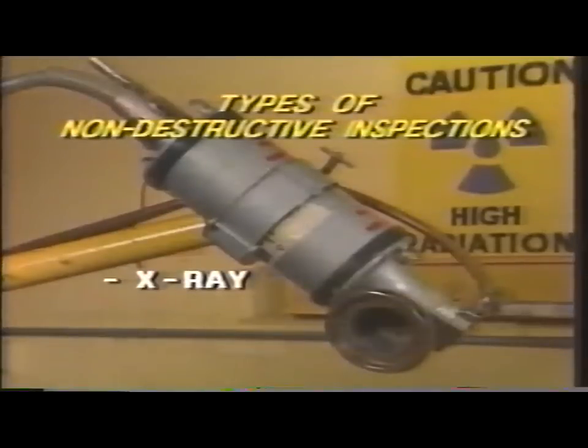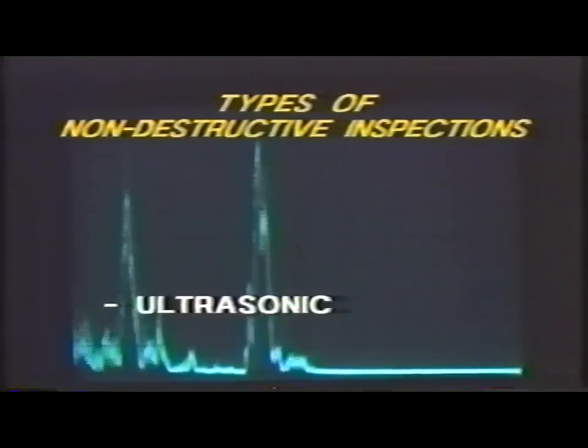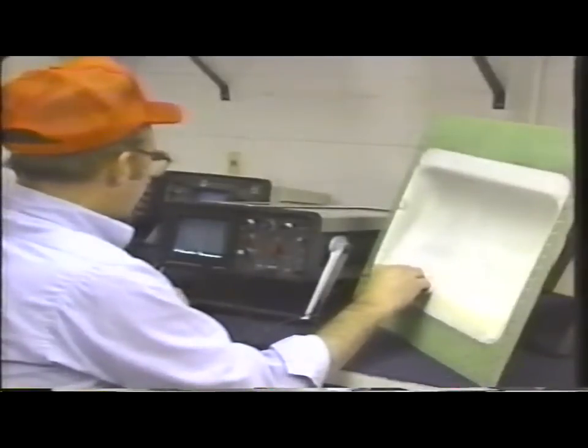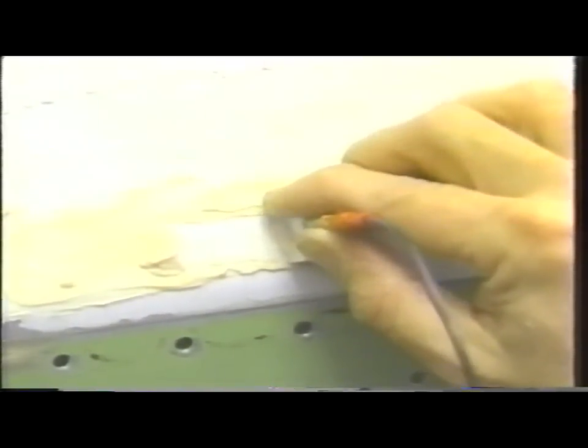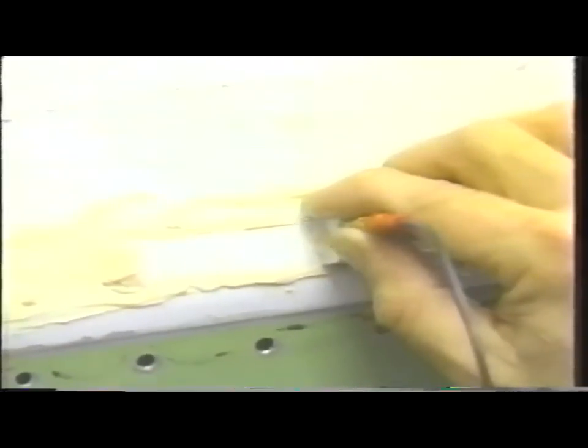X-ray inspections can detect moderate to severe corrosion or cracks within the metal. Like all NDI methods, X-ray inspections require a qualified and skilled operator to obtain reliable results. Ultrasonic testing will detect exfoliation, stress corrosion cracking, and general material thinning. Ultrasonic thickness gauges will detect moderate to severe damage after the corrosion products have been removed.